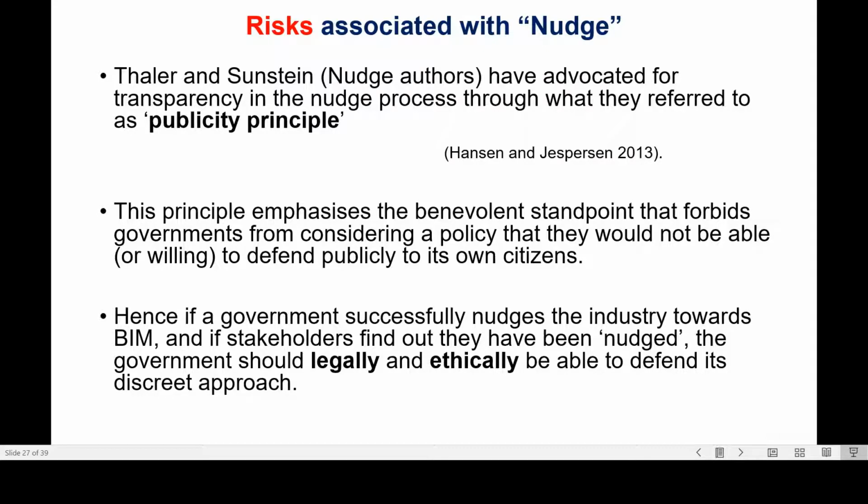So if the government successfully nudges an industry towards BIM and stakeholders find out that they've been nudged to do BIM, the government should legally and ethically be able to defend the reason why it made BIM mandatory. You should go to a court of law and say, this is why we did it. It's good for the environment, it's good for productivity, it's good for waste management and all those wonderful things that BIM is supposed to deliver.